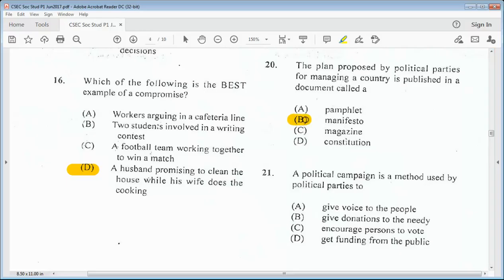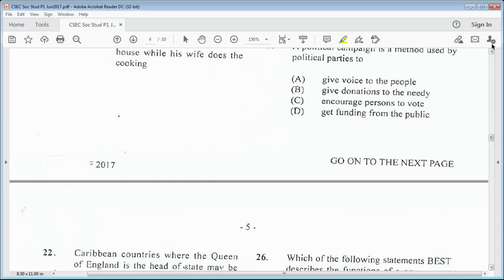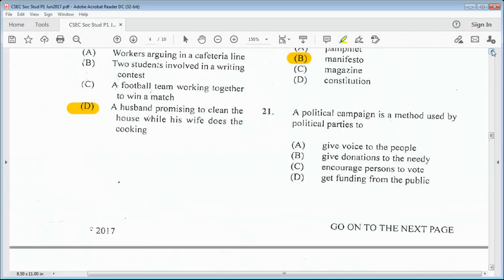Manifesto. That's the plan. And looking back at question 19, why did we say Guyana? As we know, Jamaica, Barbados, and St. Vincent, they are first past the post system. So Guyana is only proportional. So that is why we came to that conclusion. To keep it simple, let's move on to 21.